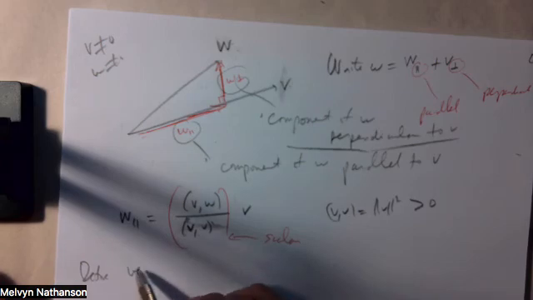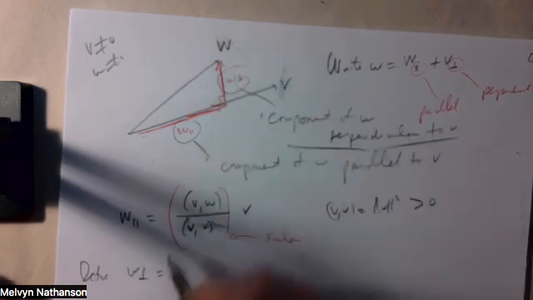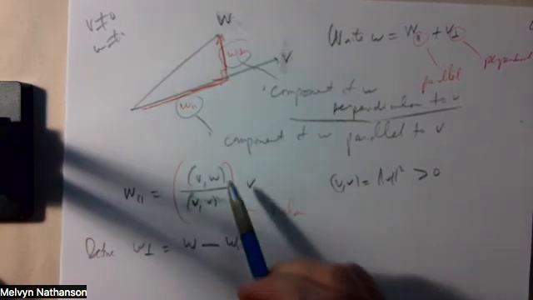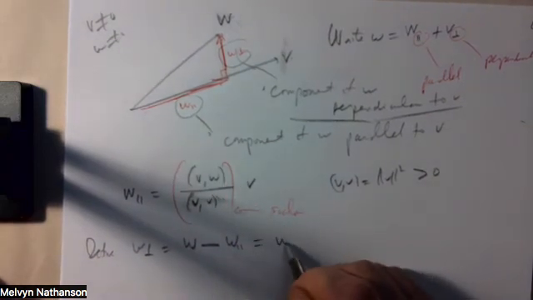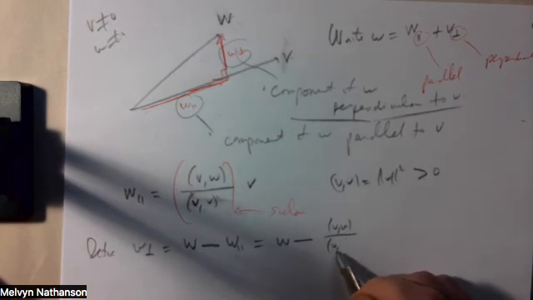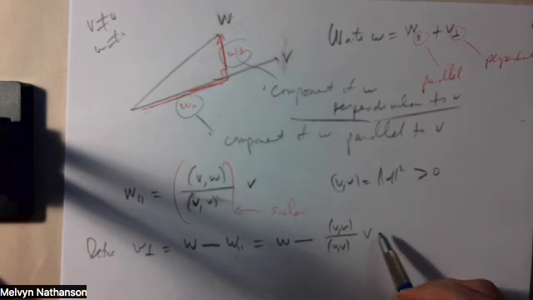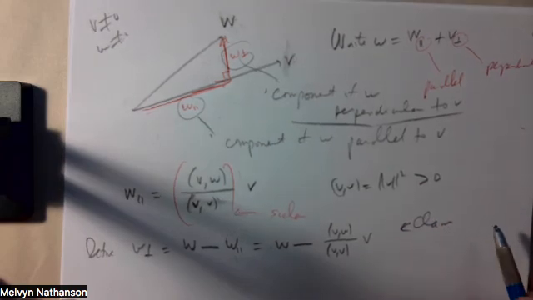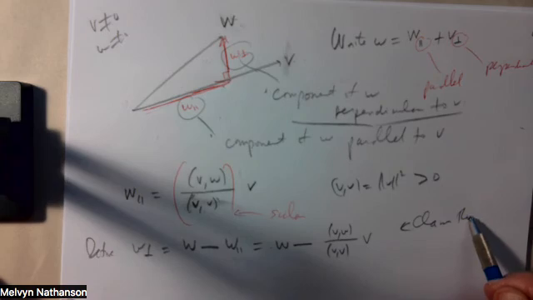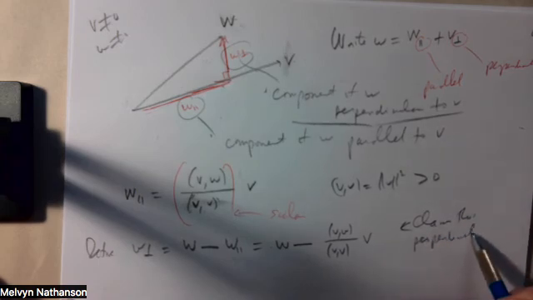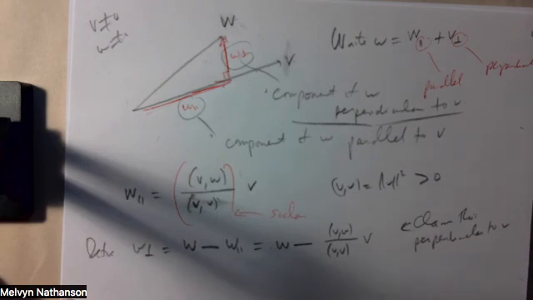And suppose I define W perp to be W minus this piece, which I'm going to call the parallel component. So this is going to be W minus the inner product of V and W divided by the inner product of V with itself times V. And I claim that this vector is perpendicular to V.